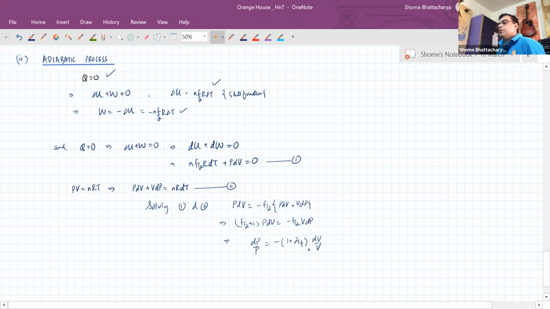So we'll get this kind of relation, or this, okay, where gamma is equal to 1 plus 2 by F, or Cp by Cv. This is called the adiabatic constant. So we integrate this relation now.